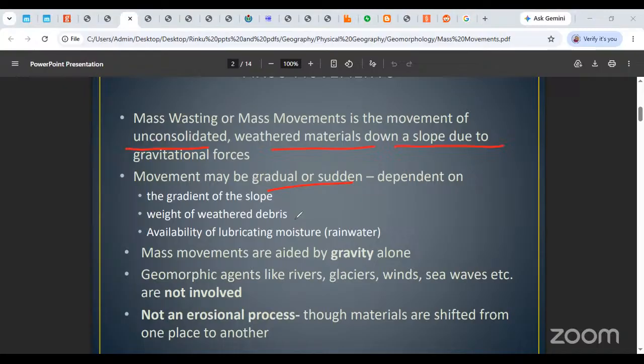Mass movements, please remember, have to be aided by gravity alone. They cannot work in any other way. It is gravity which makes the material come down slope. The lubrication is just another added factor. It's the cherry on the top. The water can act as a catalyst, but the fundamental reason why the material moves downslope is always going to be gravity.